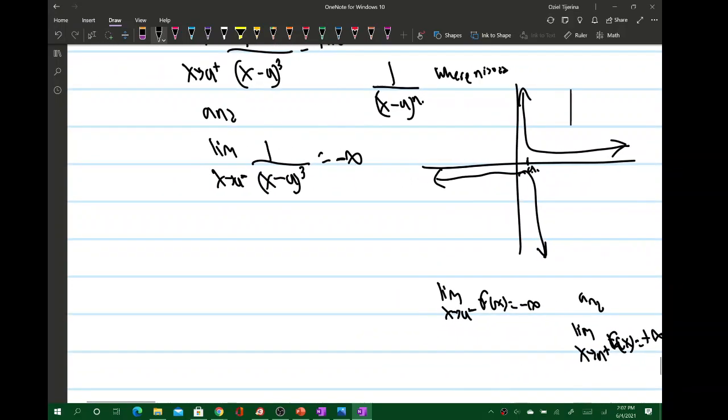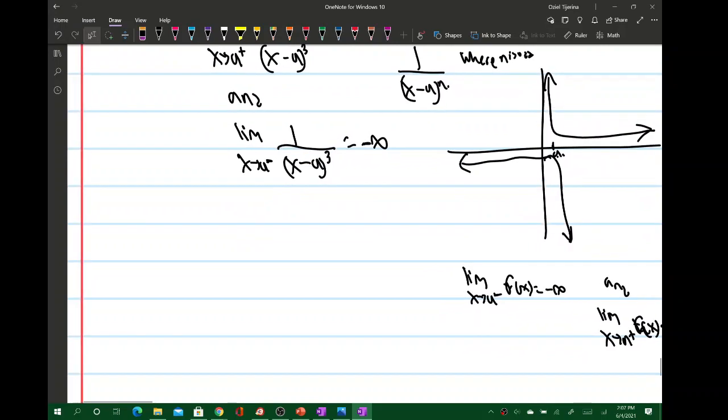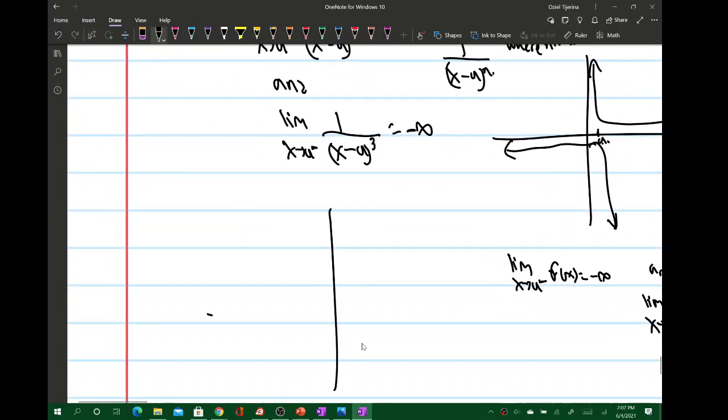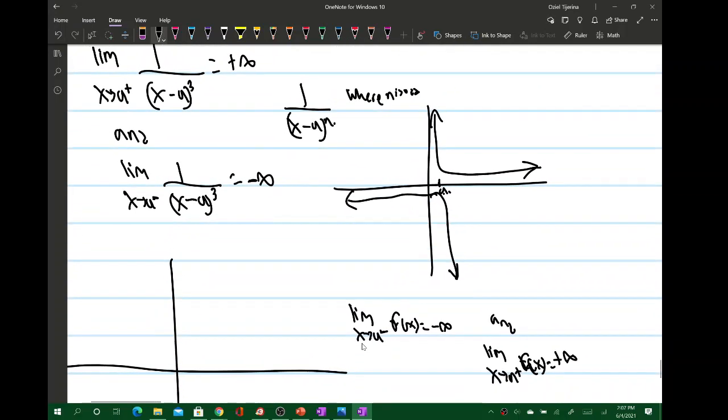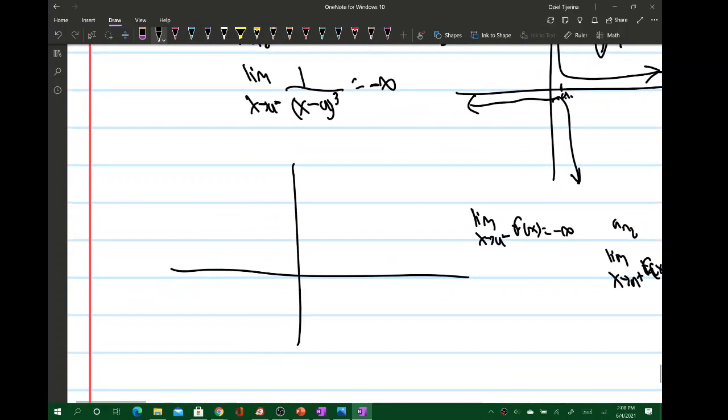Now if it were cubed, I think I know how to do this one. Hold on. This is where n is odd. This is 1 over x to the first power, and 1 is odd. And then if I had it to the second power, I think it would look something like this, if I'm correct.